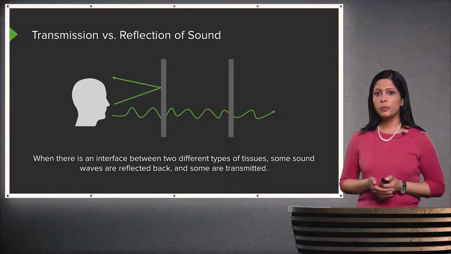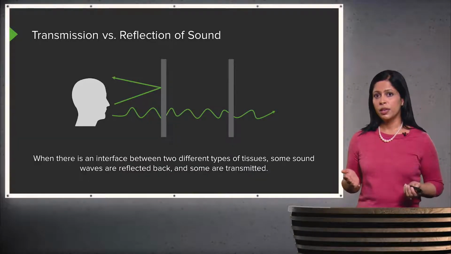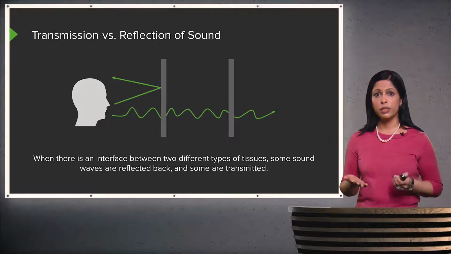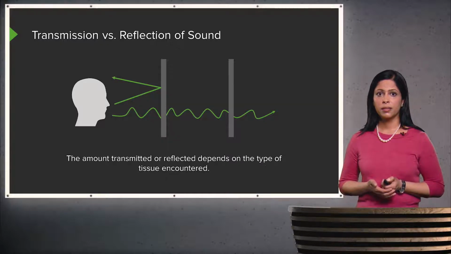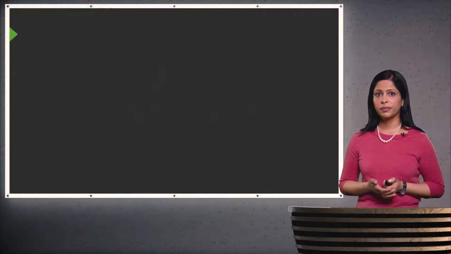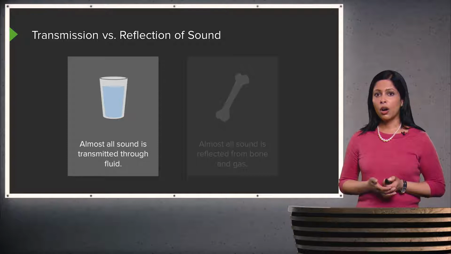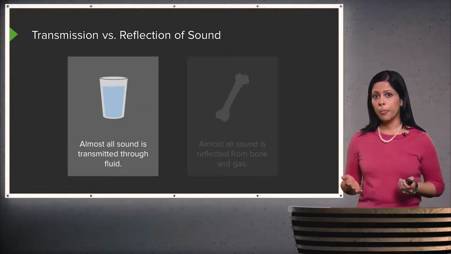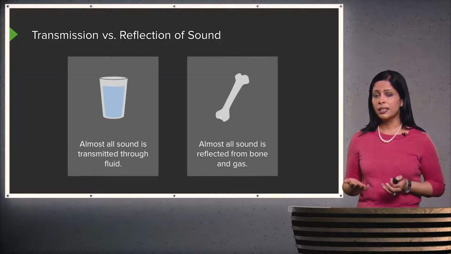So when there's an interface between two different types of tissue, some of the sound is reflected back and some of the sound is transmitted through. And this is really the basic concept of ultrasound imaging. The amount of sound that's transmitted or reflected really depends on the type of tissue that's encountered. Almost all of the sound is transmitted through fluid. However, from bone and gas, almost all of the sound is reflected back.